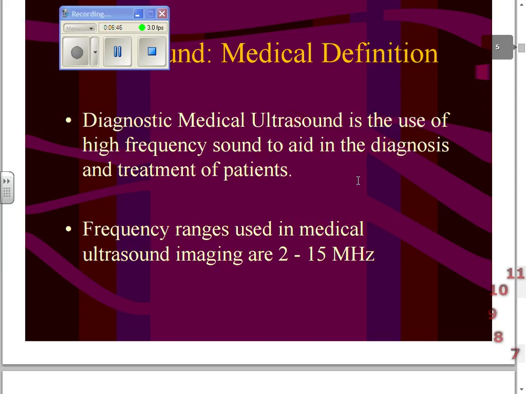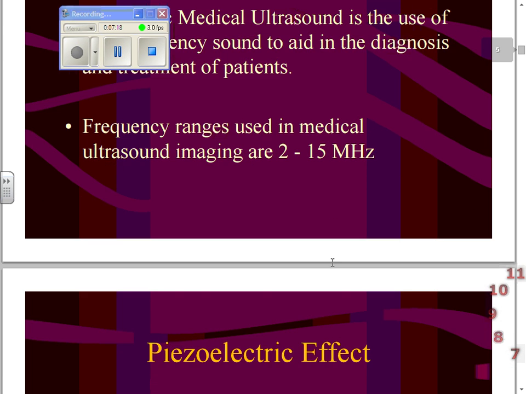So diagnostic medical ultrasound is using high frequency sound for the diagnosis and therapeutic treatment of people, not students, of people. So it can be both diagnostic and therapeutic. Our course is concerned with the diagnostic side of it, not the therapeutic. And the intensity of the ultrasound and the frequency depends upon the use. So you can see that they talk here about 2 to 15 megahertz as the range for ultrasound usage.